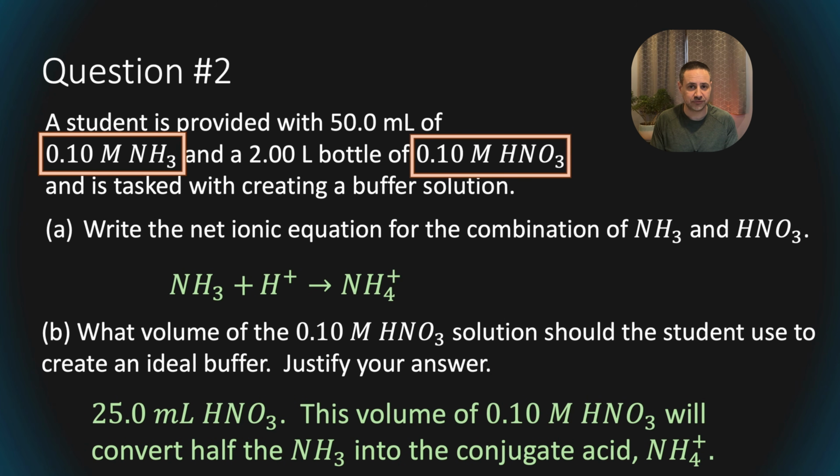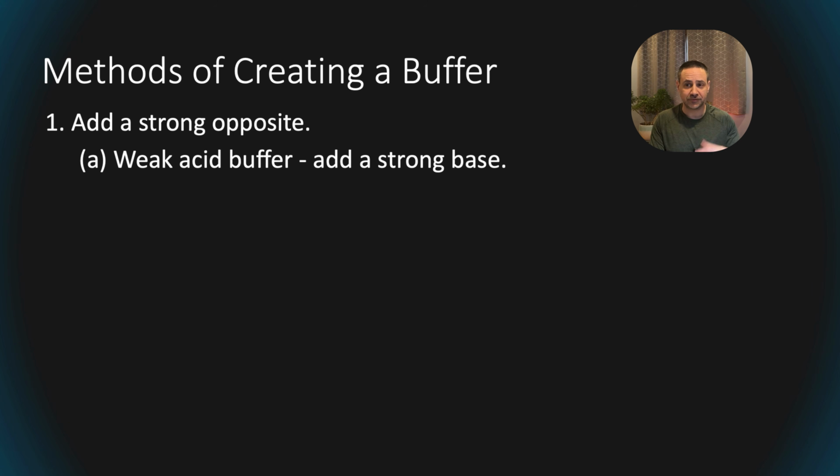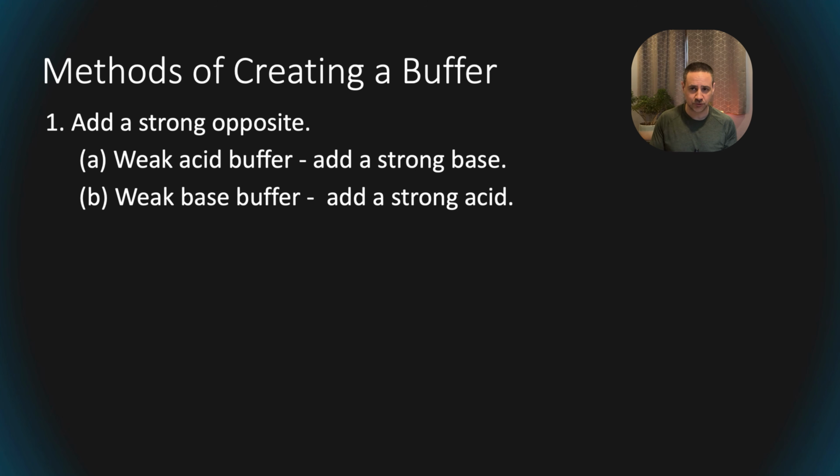My justification for this is in relationship to what happened in the problem. This is the volume of HNO3 that'll convert half of my weak base over to the conjugate acid. This covers the first method of creating a buffer. I kind of refer to this as adding the strong opposite. If I'm creating a weak acid buffer, I want to add strong base to it. If I'm creating a weak base buffer, I want to add strong acid to it.